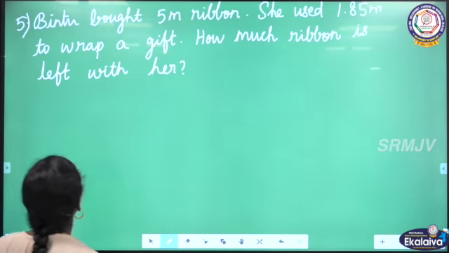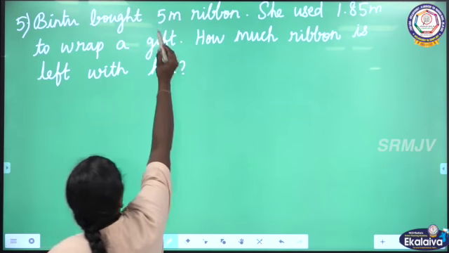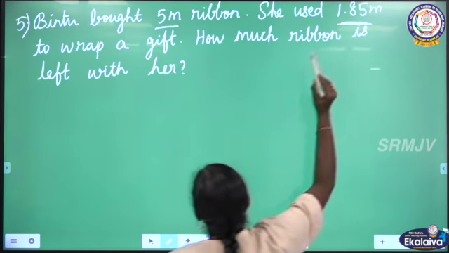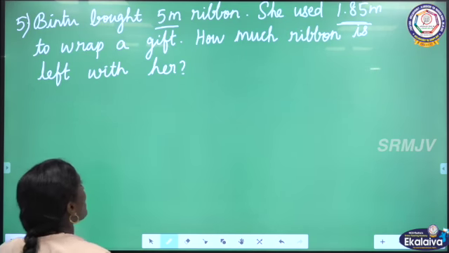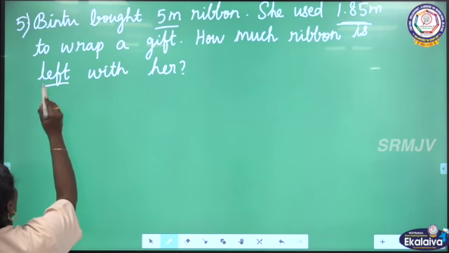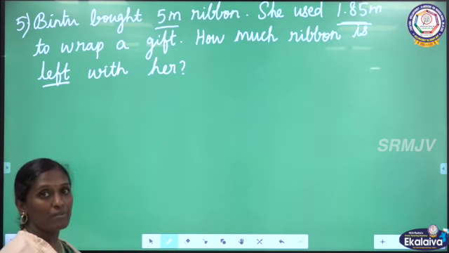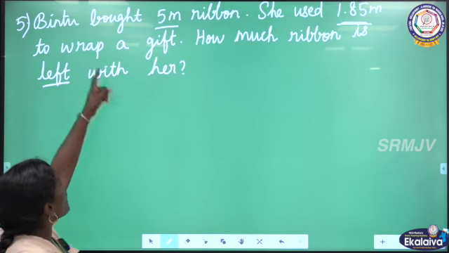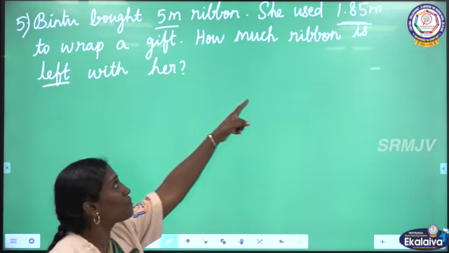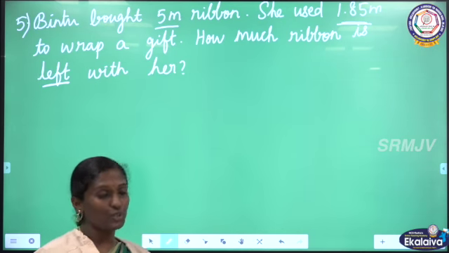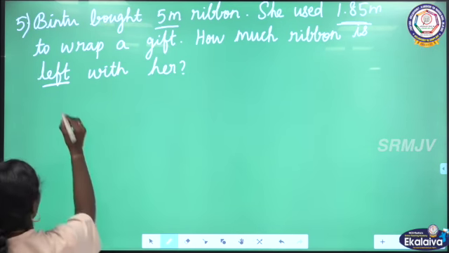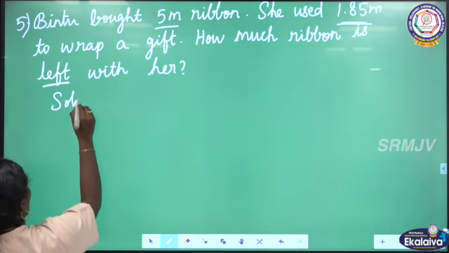The next one, Bintu bought 5 meter ribbon. He used 1.85 meter to wrap a gift. How much ribbon is left? Left is the clue word for subtraction. So, to find out the length of the ribbon left with her, from the whole ribbon, we have to subtract the length of the ribbon she used. Then we will get the length of the ribbon left with her. Let us start the solution.